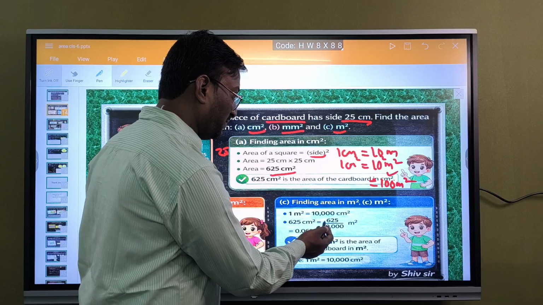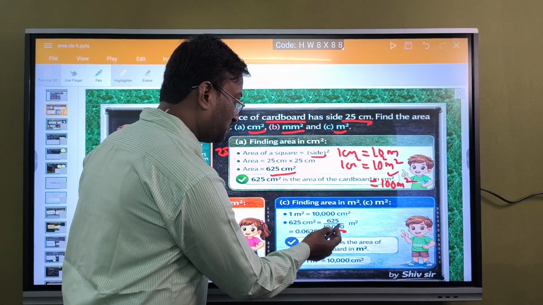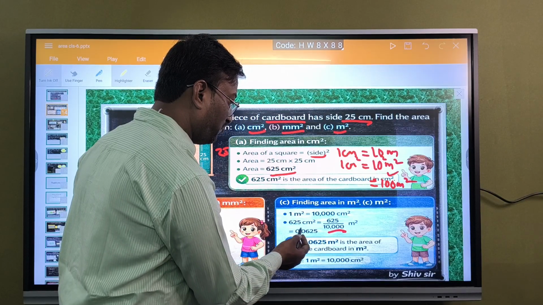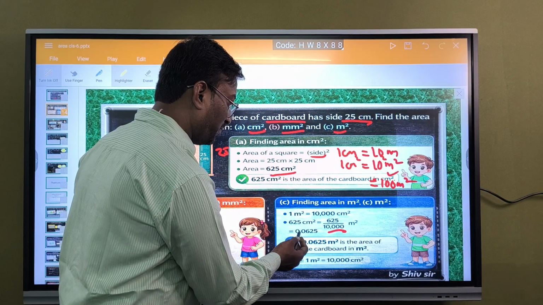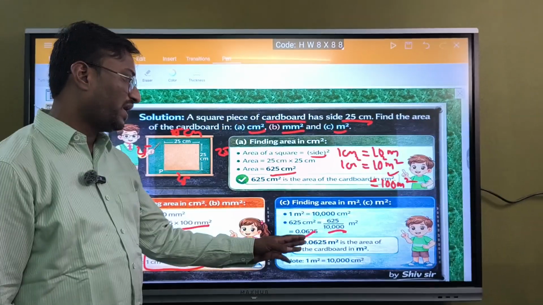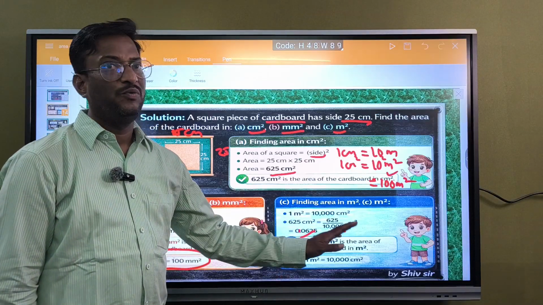625 centimeter square is nothing but 625 by 10,000. How many zeros are we going to get? 1, 2, 3, 4 zeros. So after 4 digits, 1, 2, 3, 4, we have to keep the point, that is 0.0625 meter square, which is the area of the cardboard in terms of meter.